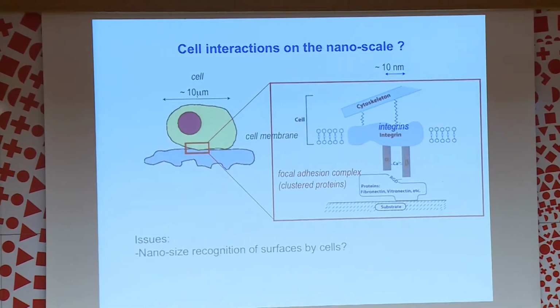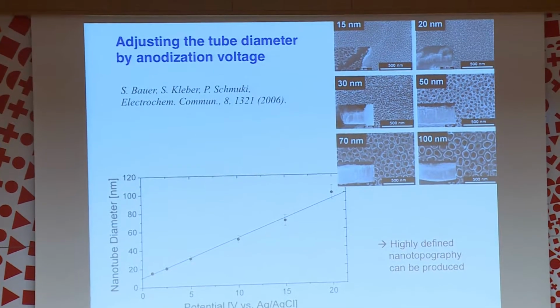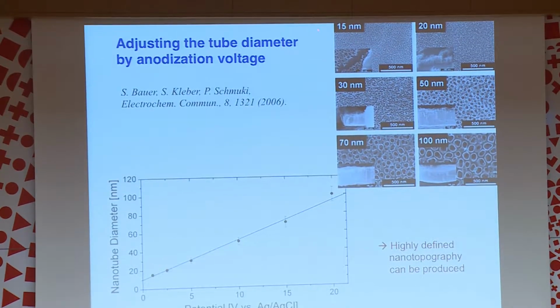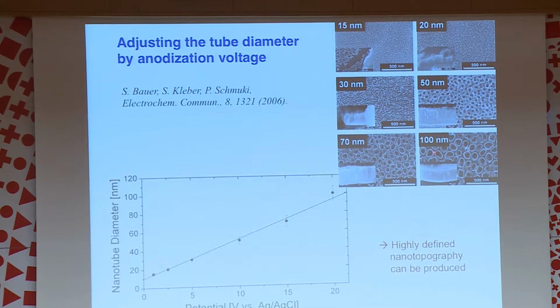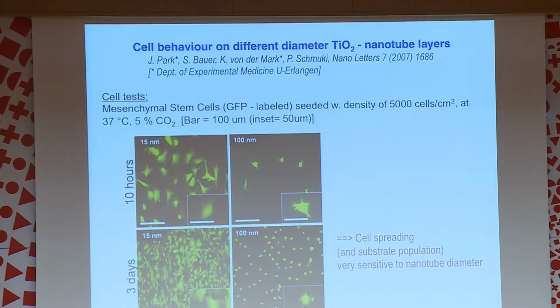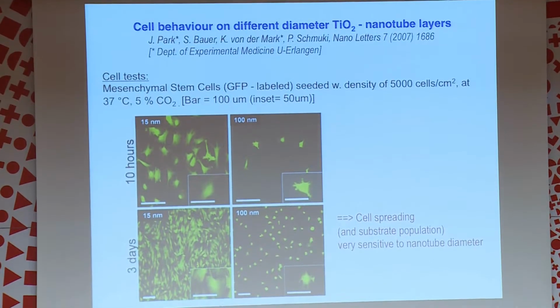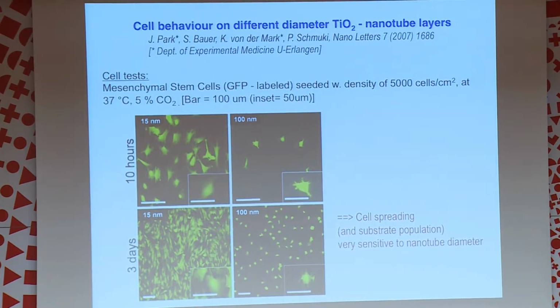In our case, we just tried out different diameter nanotube surfaces. So we grew nanotube surfaces from 15 nanometer to 100 nanometer diameter onto titanium surfaces, and then did cell tests. This here is work that's been done together with Klaus von der Mark's group at the Department of Experimental Medicine. They did all the cell tests and so on.